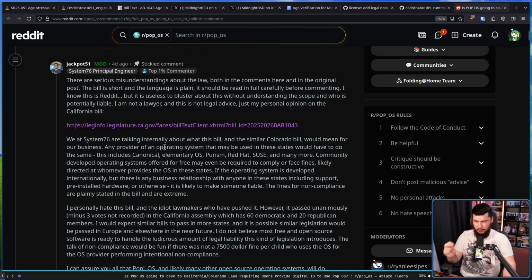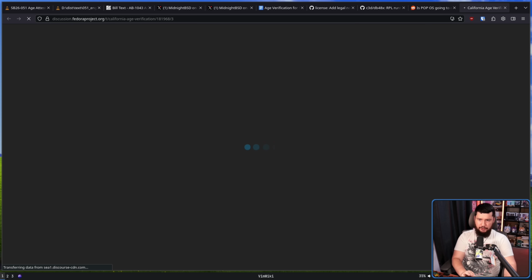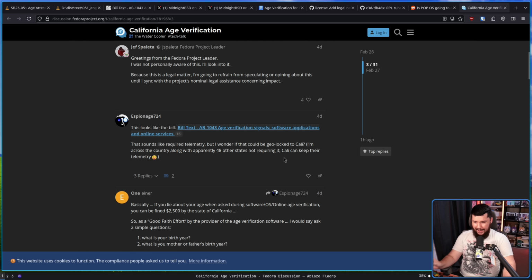Any provider of an operating system that may be used in these states would have to do the same. This includes Canonical, Elementary OS, Purism, Red Hat, SUSE, and many more. So far, I'm not aware of any public plans that any of them have made. I do know for a fact that Fedora's project leader is aware of these bills now. He wasn't a couple of days ago.